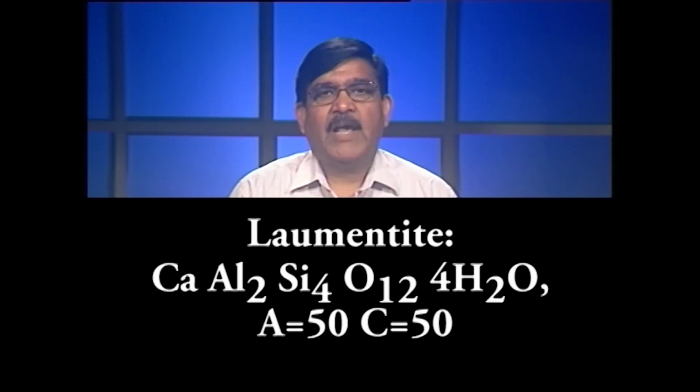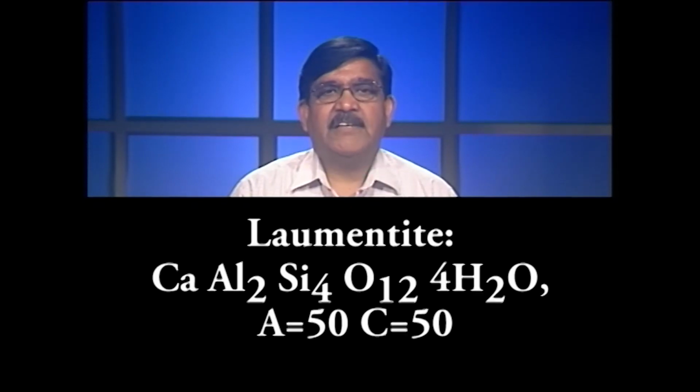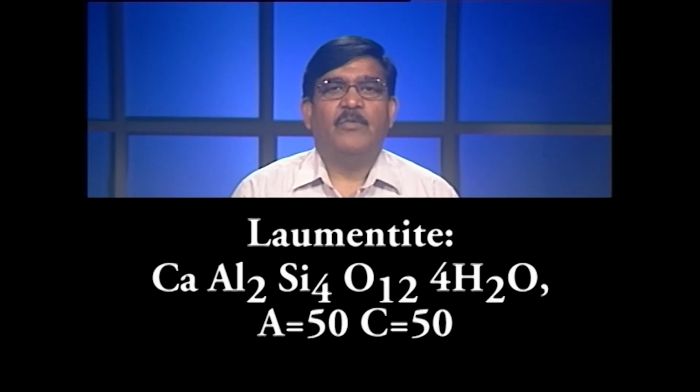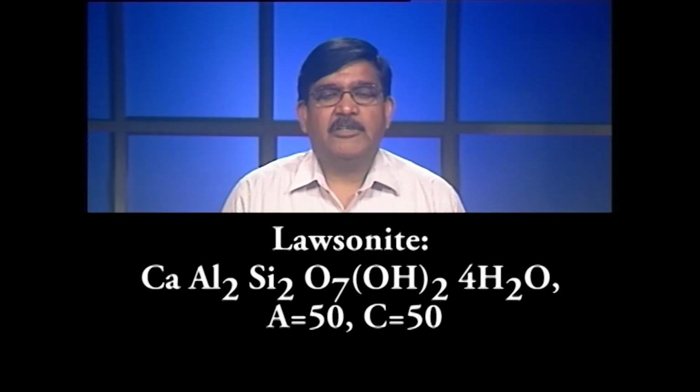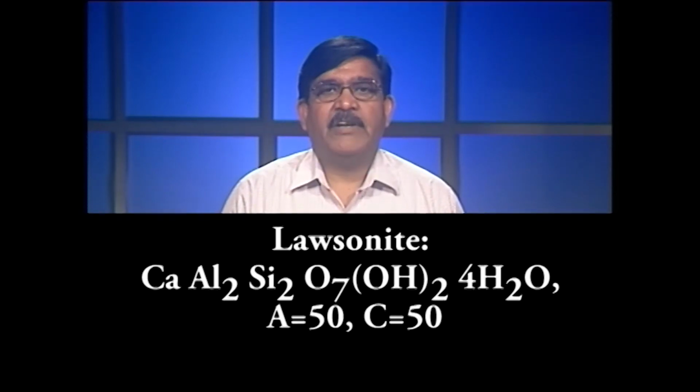The next formula is laumontite, CaAl2Si4O12·4H2O, A equal to 50 and C equal to 50 and F equal to 0. Lawsonite, CaAl2Si2O7(OH)2·H2O. Therefore, the value of A equal to 50, C equal to 50 and F equal to 0%.